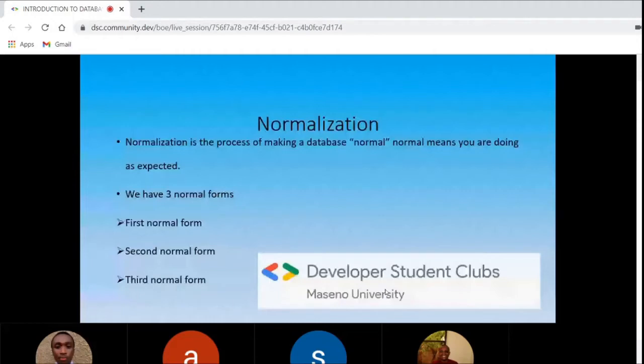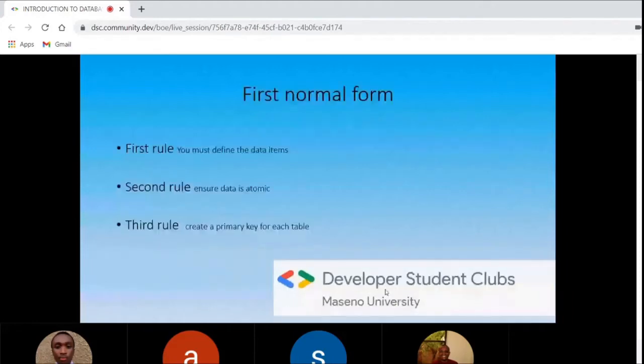But anyone going past the third normal form, I don't know whether it would be okay to call it showing off, because by the third normal form, you already have a normal database, a database that behaves as expected by the other databases, as I said, in the market. So when we talk about the first normal form, it has rules.